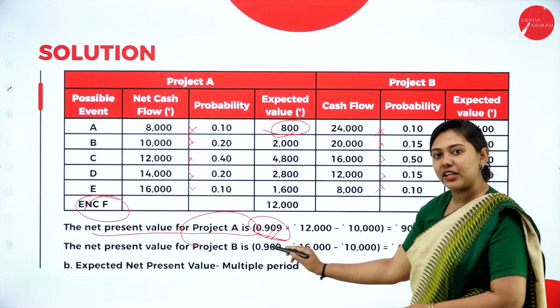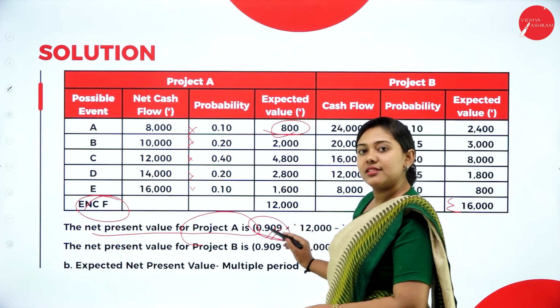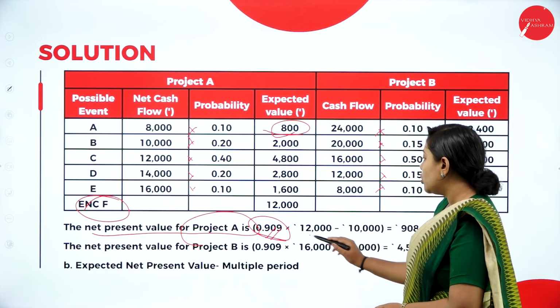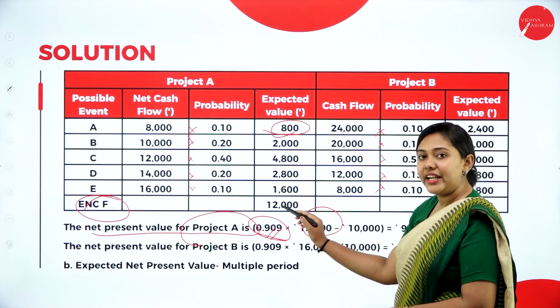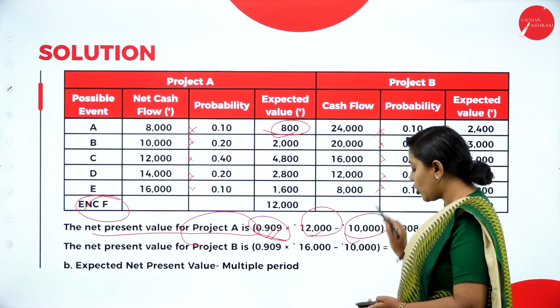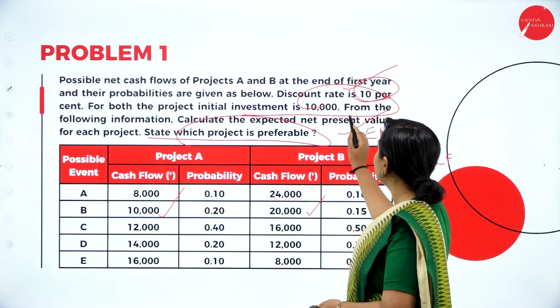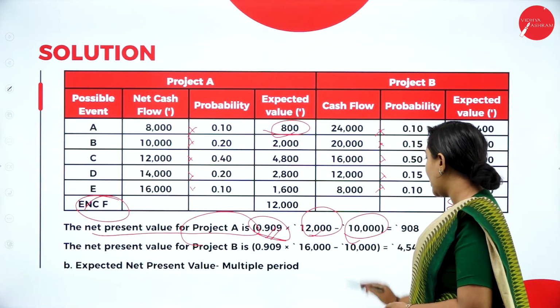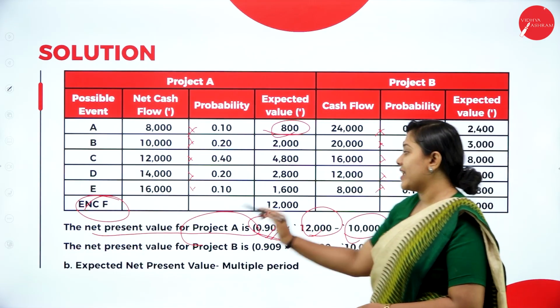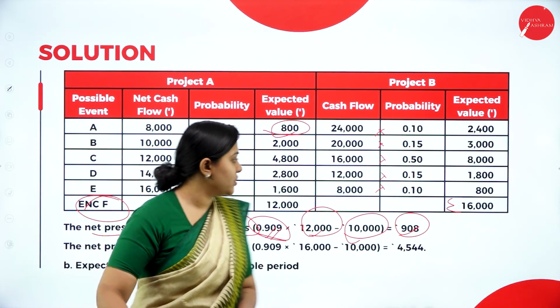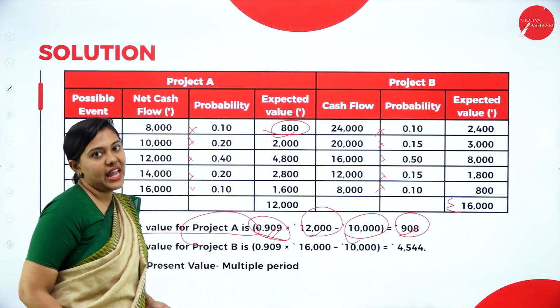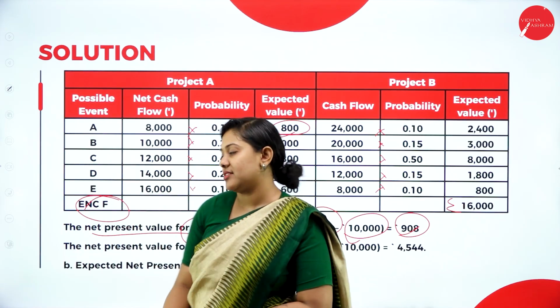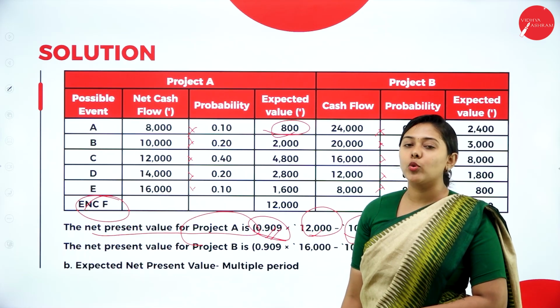So as I have told you, the net present value for project A is the discount factor rate 0.909 into your expected net cash flow minus your initial investment. So where is initial? This is initial investment or cost. If you take up that, you will get your net present value. So what is the net present value? 908 rupees.